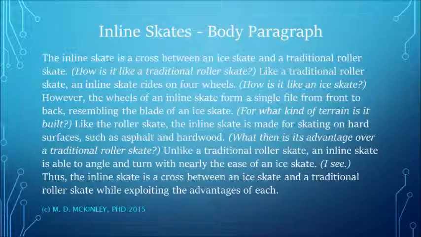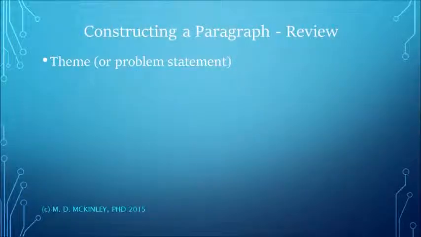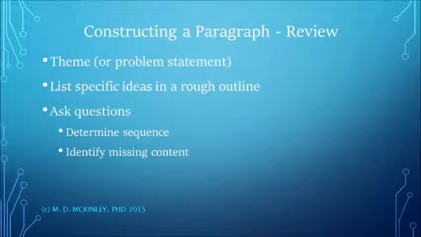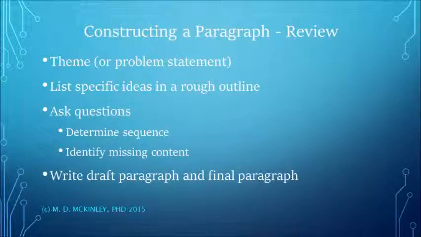Though we did not repeat the steps taken to construct the body paragraph, you will recall from the last section the process of writing the short paragraph. You start with some idea of what you want to write, which is called the theme, or problem statement. From the theme, you list more specific ideas by putting them into a rough outline. By asking questions, you determine the sequence for the ideas in the outline and identify any missing content, which is later filled in by the answers to the questions. From this, you write the draft and final paragraphs. Often enough, the final paragraph can go directly into the body of a large paper, just like it is going into the body of this 3-paragraph essay.